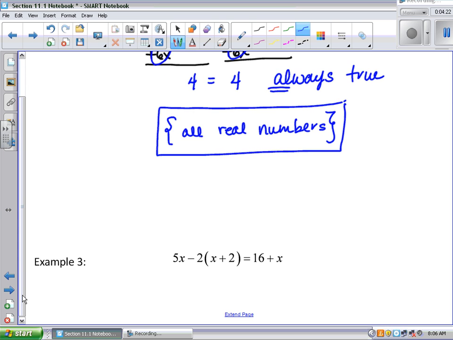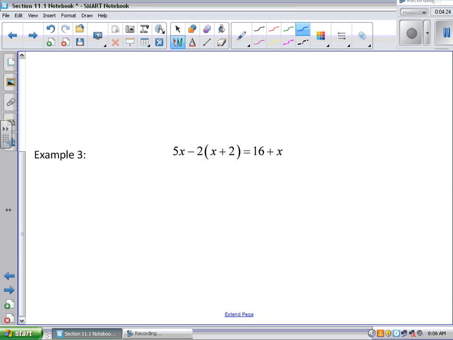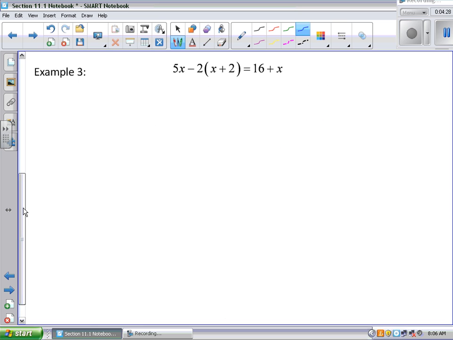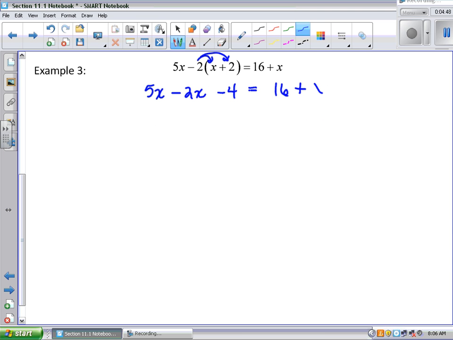Example number 3. Again, when I start with my equation, I can't tell just by looking at that equation whether it's going to be option 1, option 2, or option 3. I don't know that until I start solving it. Again, we're going to distribute to get rid of our parentheses. 5x minus 2x minus 4 equals 16 plus x. I can combine my like terms on the left-hand side.